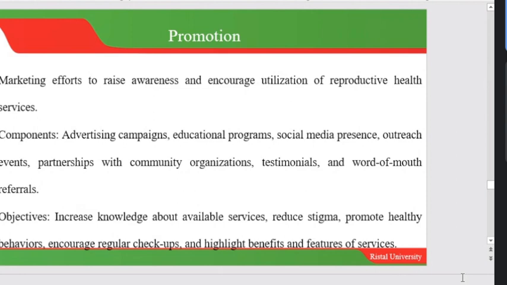They should be able to go and give testimonies on what worked for them and how possible it is for them to get the problem that they are suffering from. So how you are able to convince them matters a lot, and that is what promotion is all about.